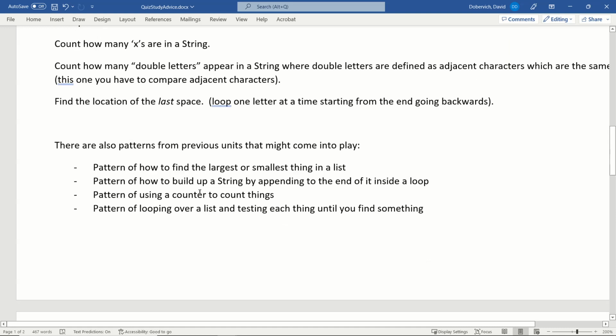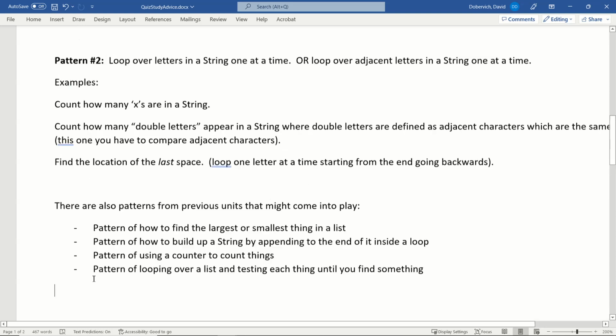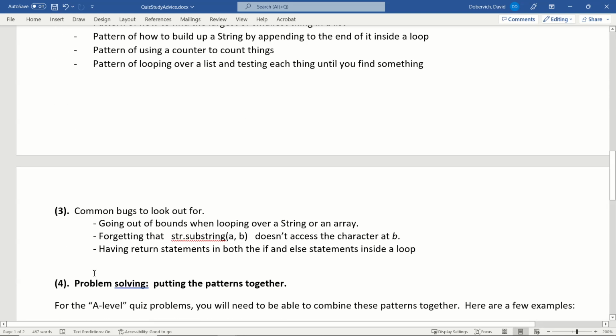And then remember, there are patterns from previous units. I mentioned the one for finding the largest or smallest thing in a list. We had that pattern for how you build up a string one step at a time by appending to the end of it inside a loop. We have that pattern of using a counter to count things. We have a pattern of looping over a list and testing each thing until you find something that you're looking for, or you fail to find something you're looking for. So these are all kind of generic recipes that get combined in different ways.